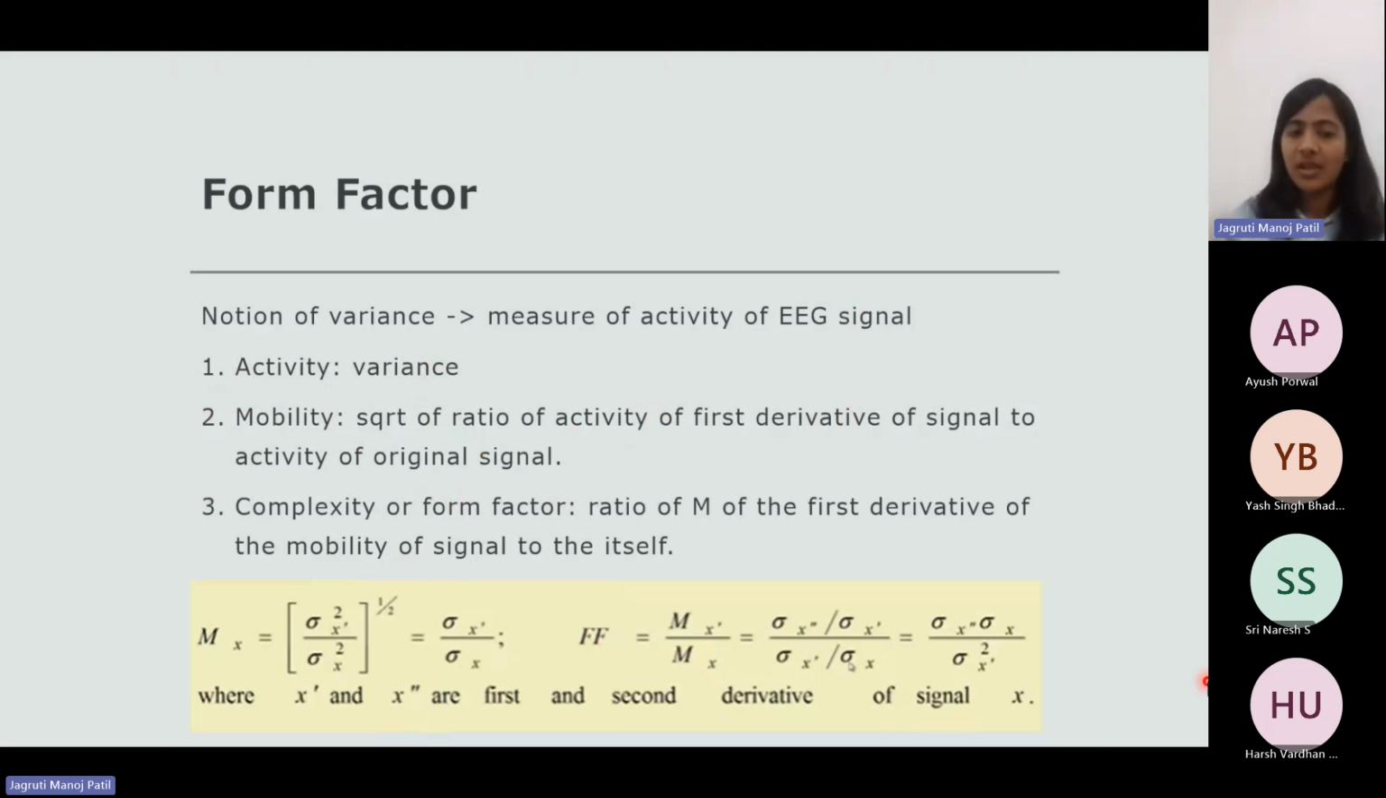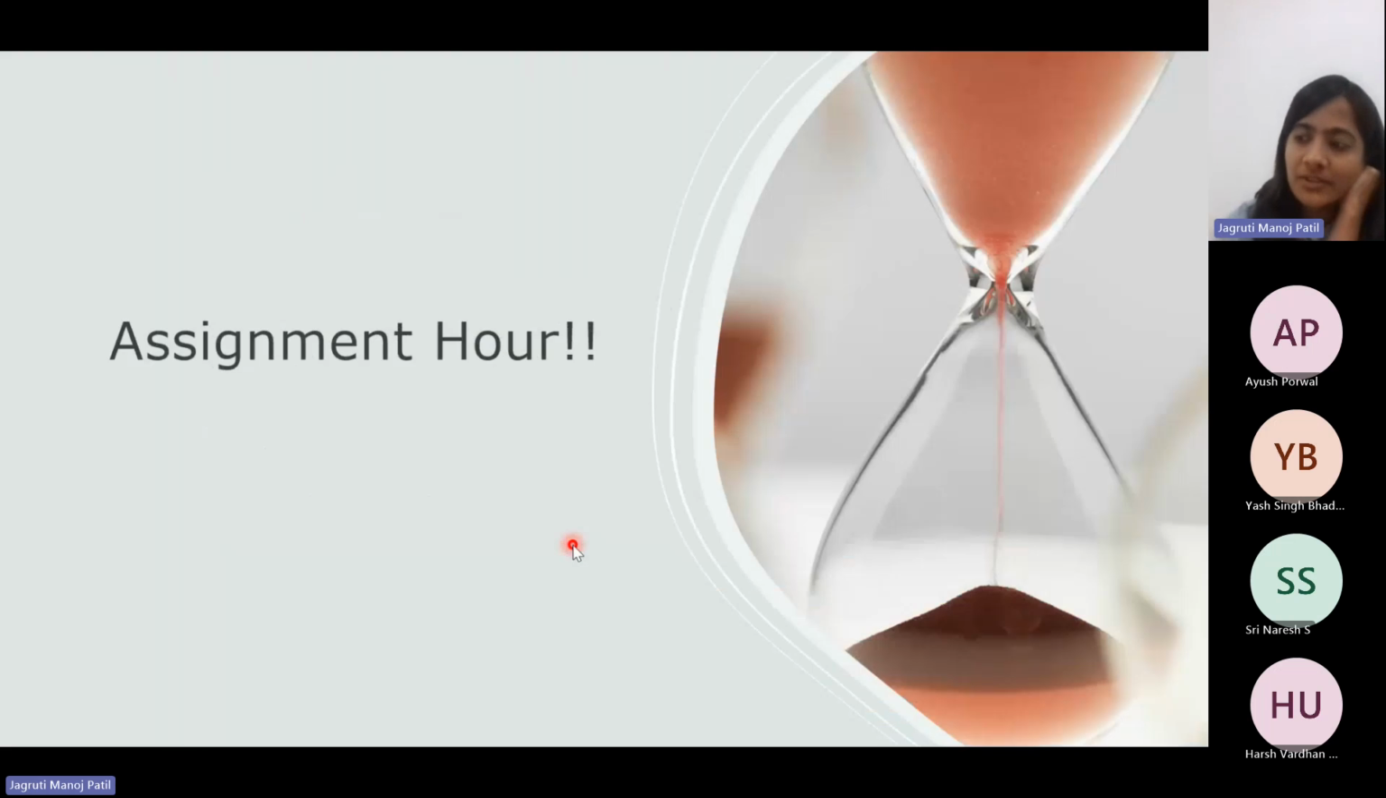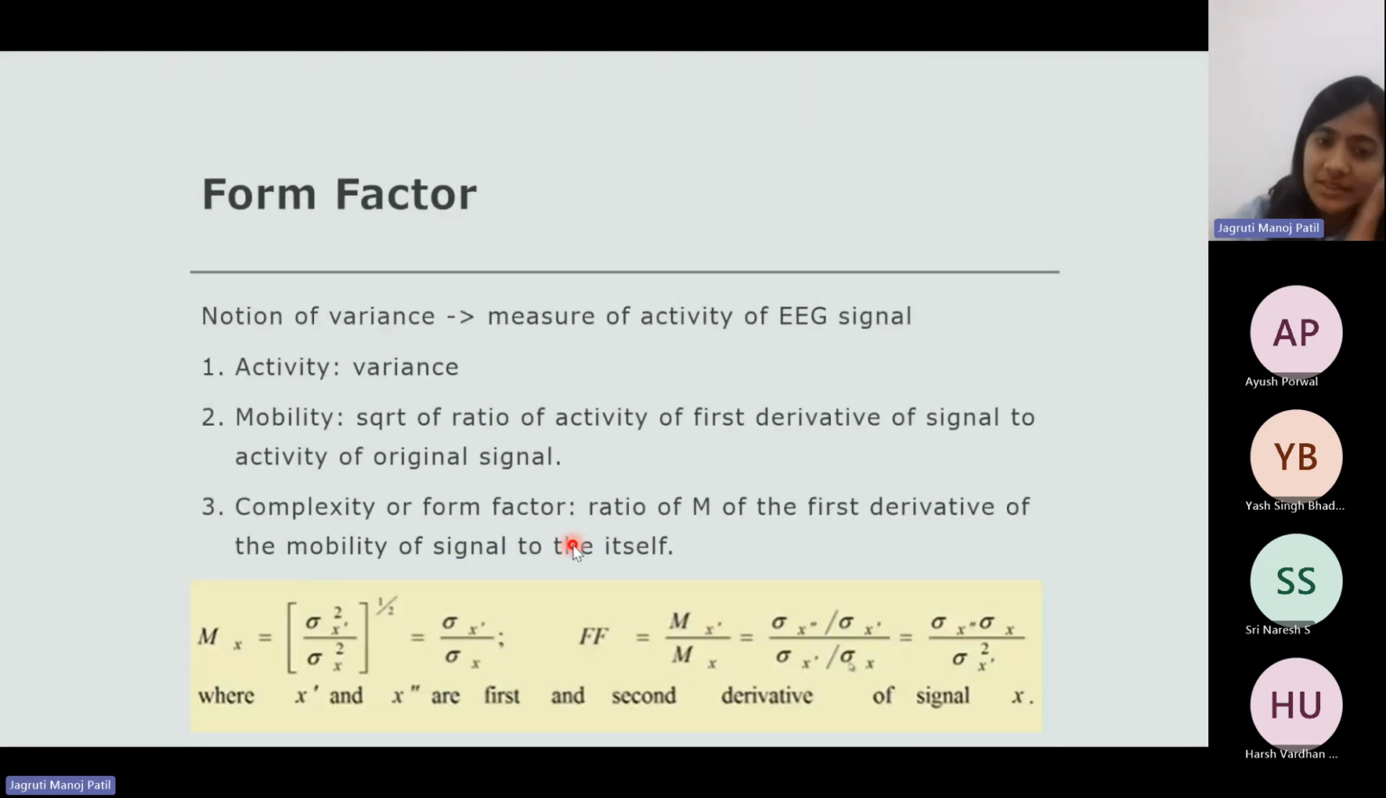All of their formulas are similar in their way: the first derivative signal by the original signal itself, and the form factor is mobility by mobility. If you know the definitions, you'll be able to derive the formulas too. So any doubts?